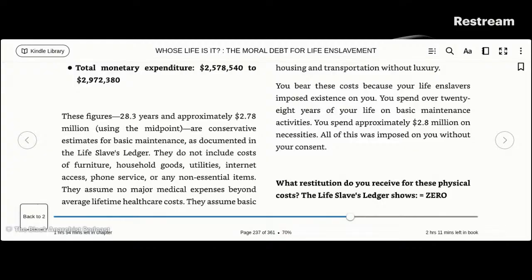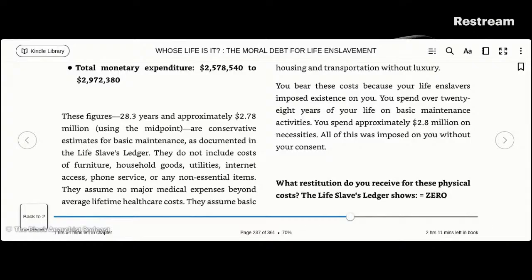2,900,072,380. These figures, 28.3 years and approximately 2.7 million using the midpoint, are conservative estimates for basic maintenance as documented in the Life Slaves Ledger. They do not include costs of furniture, household goods, utilities, internet access, phone service, or any non-essential items. They assume no major medical expenses beyond average lifetime healthcare costs. They assume basic housing and transportation without luxury.